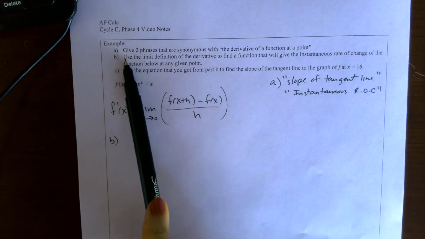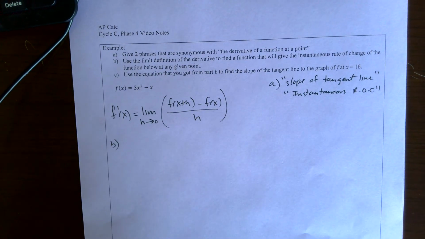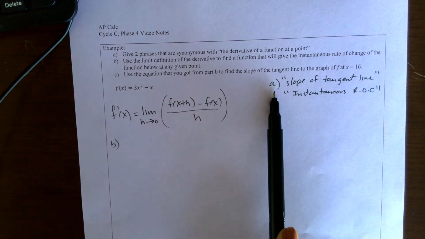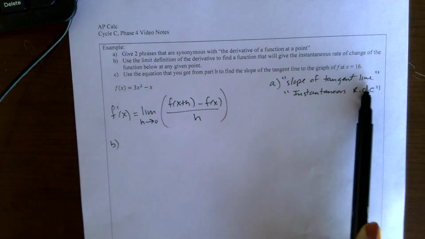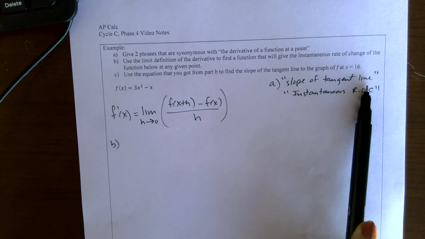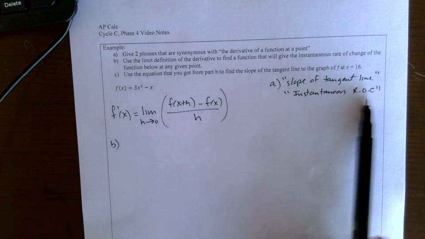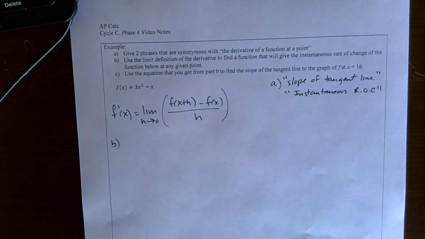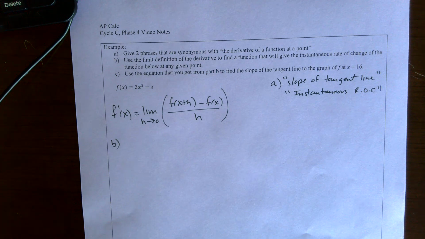All right, so first, part A says give two phrases that are synonymous with the derivative of a function at a point. And so I just wrote that in already. Saying the derivative of a function at a point is the same as saying the slope of the tangent line to the graph at that point, which is also the same as saying the instantaneous rate of change at that point. So derivative, slope of tangent line, instantaneous rate of change, these are all the same thing.